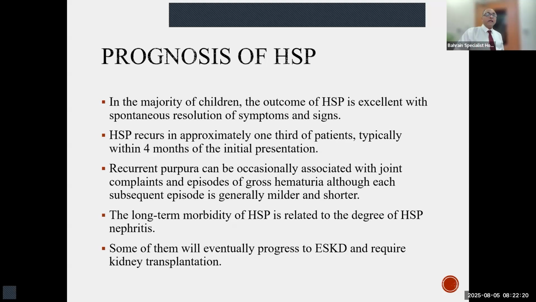Prognosis of HSP: in most cases, the outcome in children is excellent, with spontaneous resolution of symptoms and signs. HSP can recur in one third of patients, typically within 4 months of initial presentation. Recurrent purpura can be occasional, associated with joint complaints and episodes of gross hematuria, although each subsequent episode is generally milder and shorter. The long-term morbidity of HSP is related to the degree of HSP nephritis. Some of them will eventually progress to end-stage renal disease and require kidney transplant.